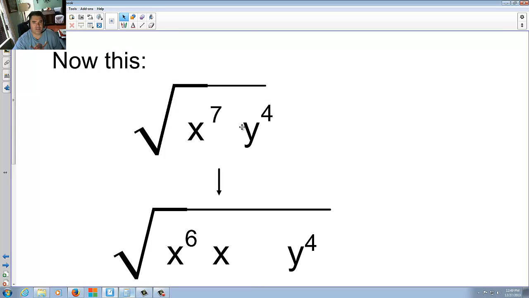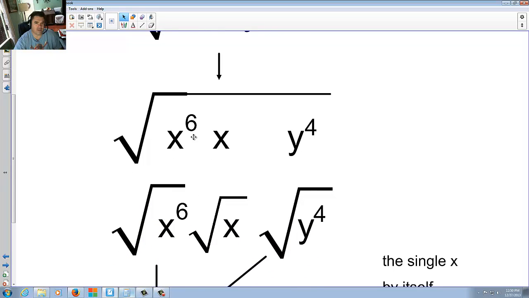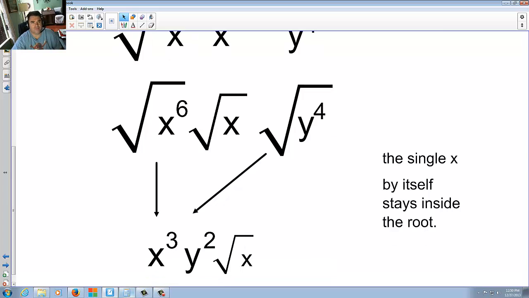Now this, x to the 7th, y to the 4th. Here it's an odd number, so it's not going to work out right. So we're just going to take one x off it. You had 7 x's, so we'll say x to the 6th is here, and a single x is here. So we have 2 even numbers now. Divide this by 2, you get x to the 3rd. Divide this by 2, you get y to the 2nd. This x is left over, so it just sits there. So x cubed, y squared, root x.